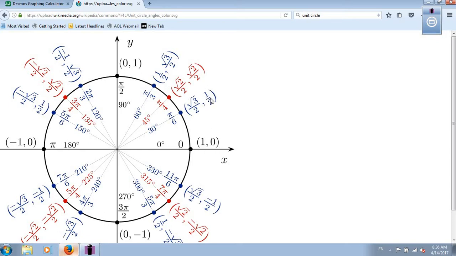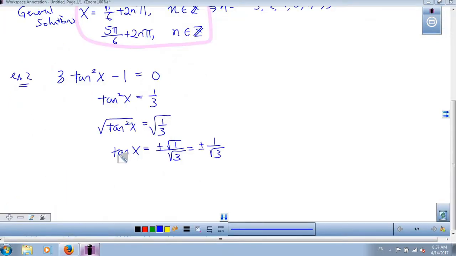Now look at this. Tangent of pi over 6, 30 degrees, is 1/2 over square root of 3 over 2. So when you divide 1/2 by square root of 3 over 2, the denominators cancel out, so it becomes 1 divided by square root of 3. So that's exactly what we're looking for, because we want our angle, right? We are looking for x that makes tangent equal plus or minus 1 over square root of 3.